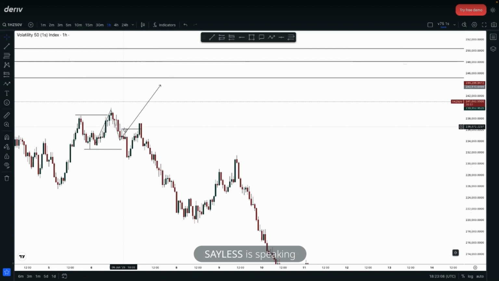That low that is supposed to be protected gets violated, which means the character has changed. If the character was to remain the same, it's supposed to be respecting higher highs and keep going. The moment you start breaking down, you understand, that is when you start looking for something.